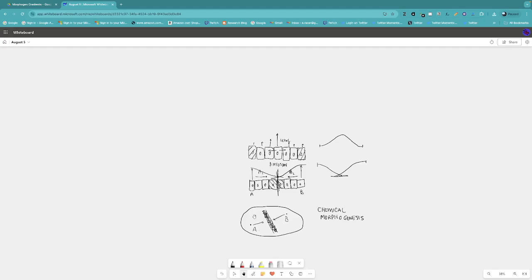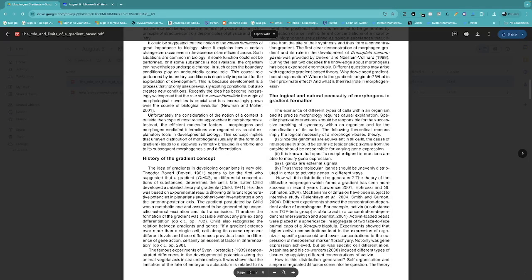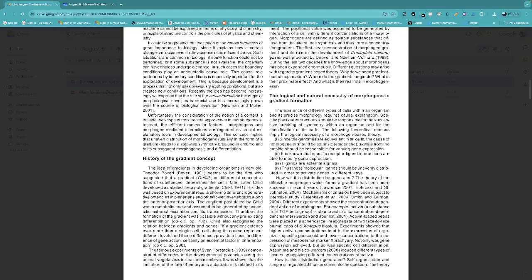So in the embryo, you would have in the anterior pole a difference from the posterior pole. And the gradient postulated by Child is a metabolic one and assumed to be generated by unspecific external excitation and its transmission. Therefore, the formation of the gradient was possible without any pre-existing differentiation. So you don't need differentiation to have these gradients form.